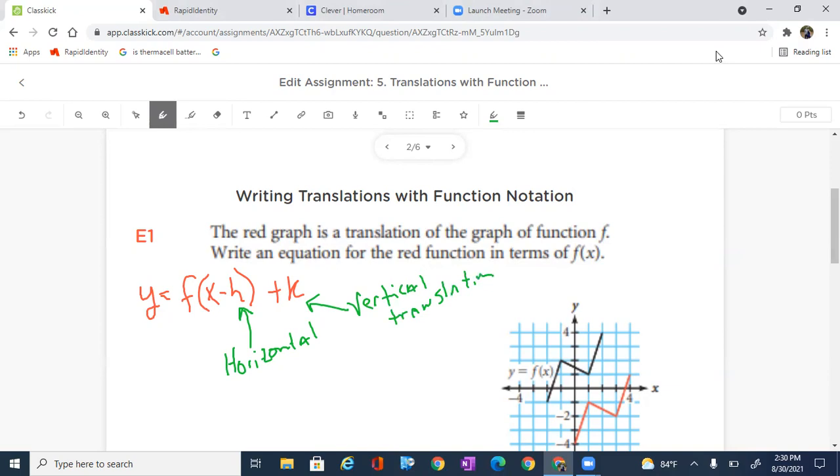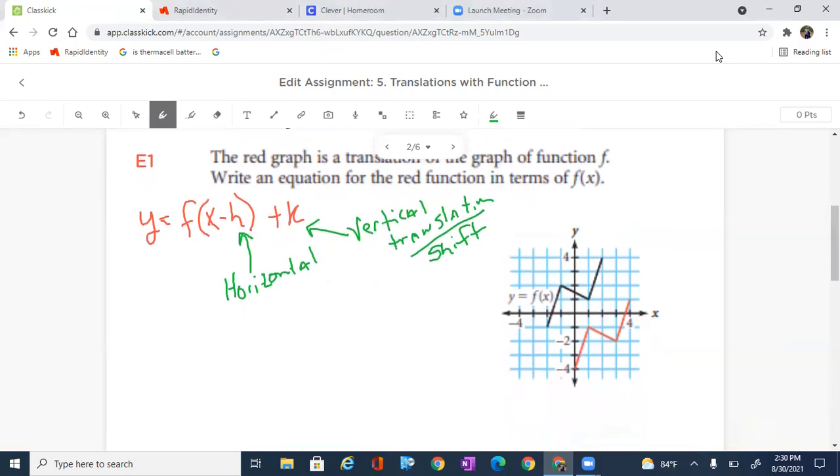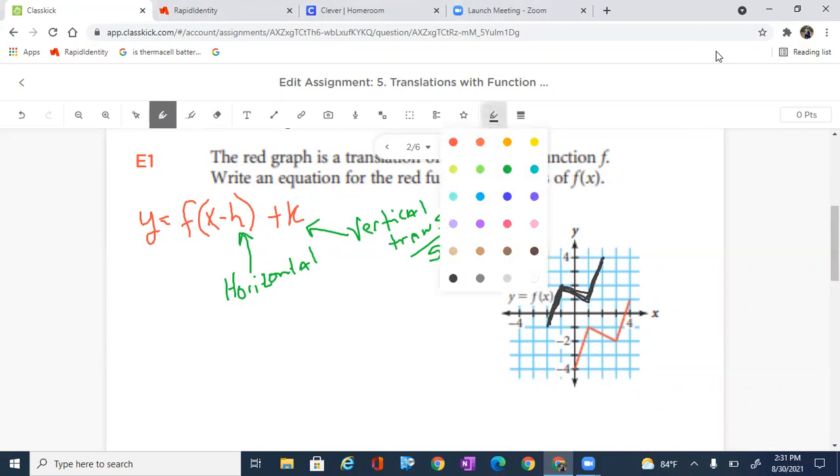Now, a translation is simply another word, the fancy word, for a shift, or to move left, right, up, or down. So it says the red graph is a translation of the graph of f. Write an equation for the red function in terms of f of x. So let's look at this black graph that we have here. You'll look at f of x, and you'll notice that the red graph is identical to the black graph. And so what you can spot is that it has just been moved, and we just want to find out how much it has actually been moved.